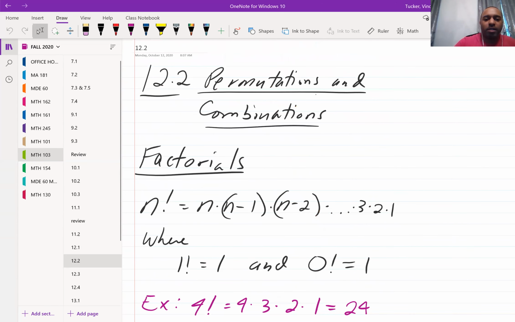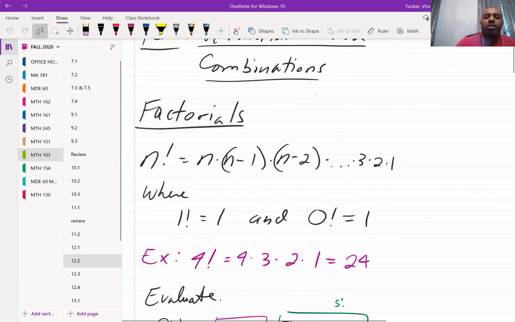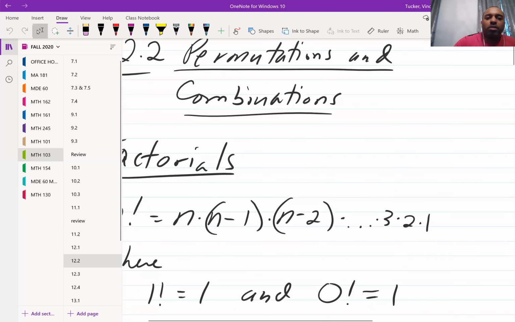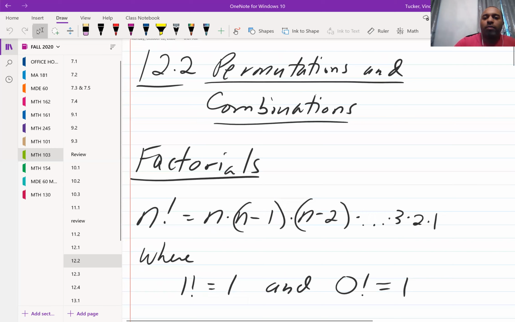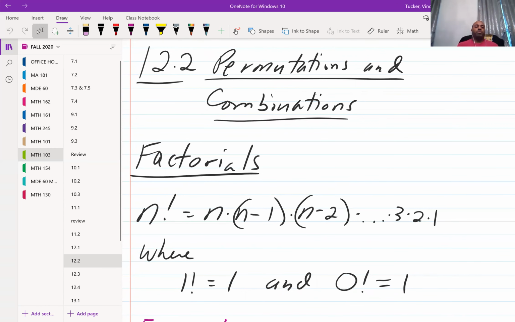All right, permutations and combinations. Let's go ahead and get into 12.2. We may finish it, may not. But 12.2, permutations and combinations. So we start off talking about factorials. The exclamation point in mathematics is a factorial.